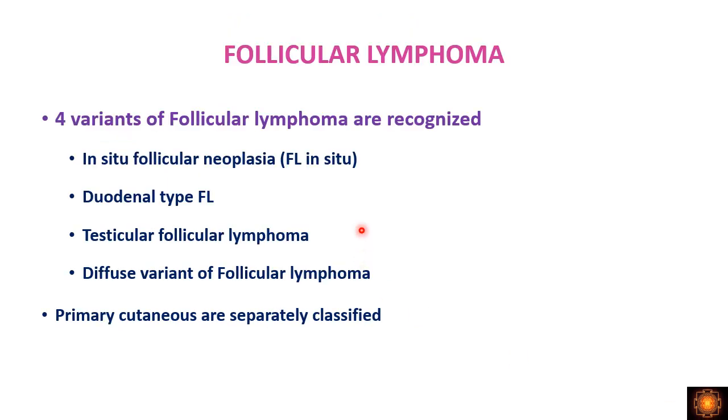Now there are variants of the follicular lymphoma which I am not going to discuss in this video, but I am just mentioning what the variants are. We have in situ follicular neoplasia, duodenal type of follicular lymphoma, testicular follicular lymphoma, diffuse variant of follicular lymphoma, and primary cutaneous follicular lymphoma. Just know the variants, we will discuss them in another video.